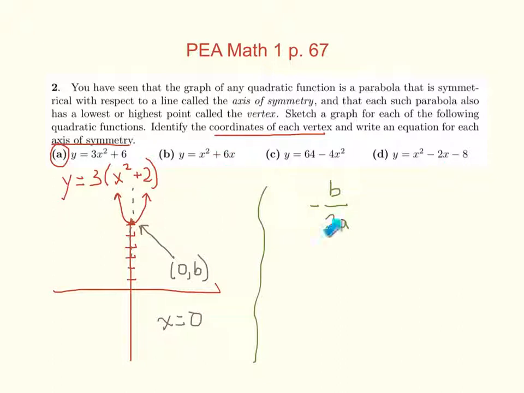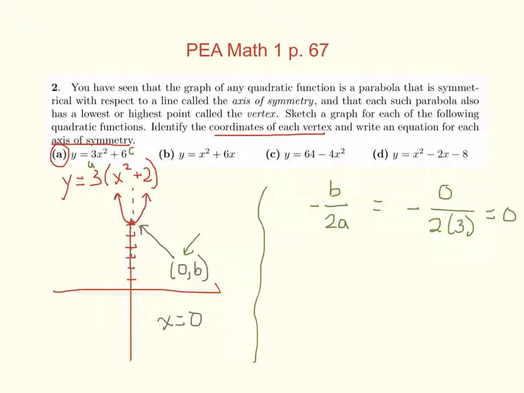So b is our x term. So a does not have an x term. There's no x. This is a. A is 3. B is not there. C is 6. So you'd have equals 0 over 2 times 3, which is 0. That is our x-coordinate of our vertex, right there.